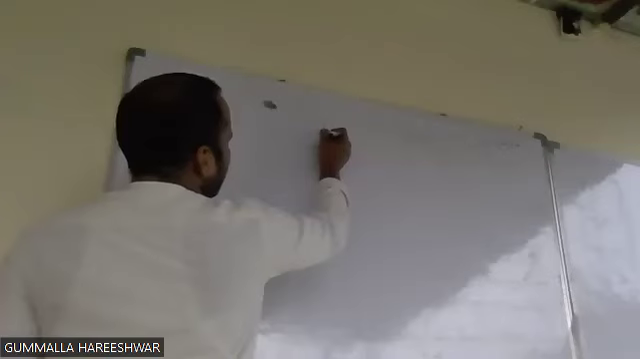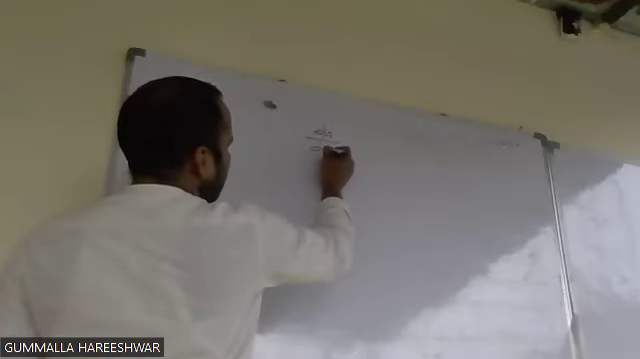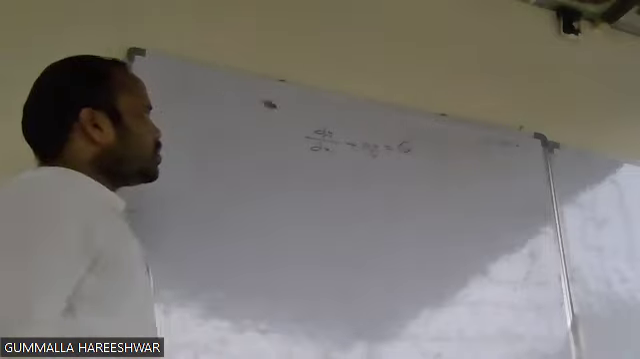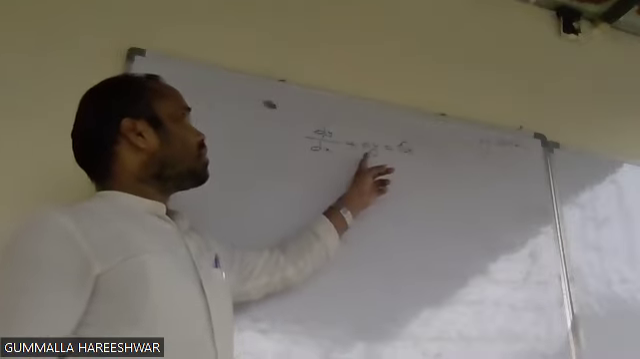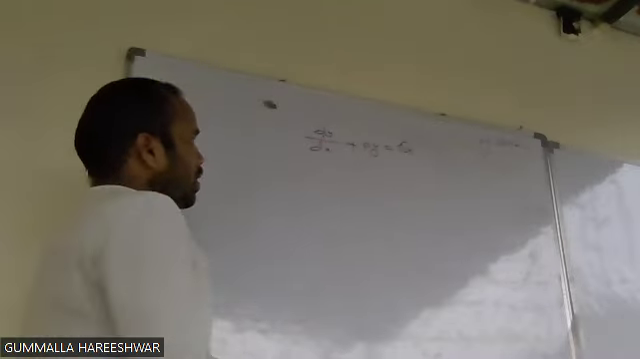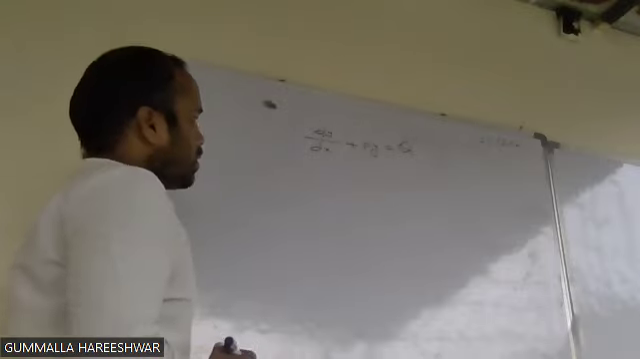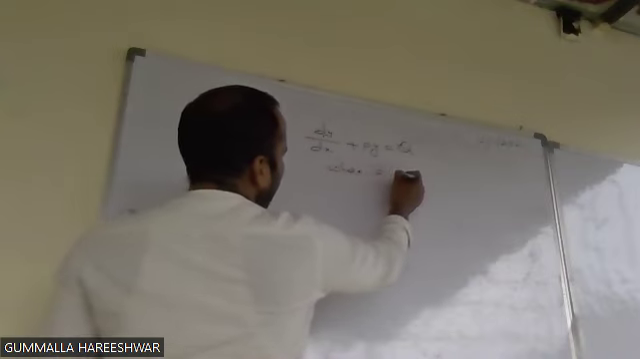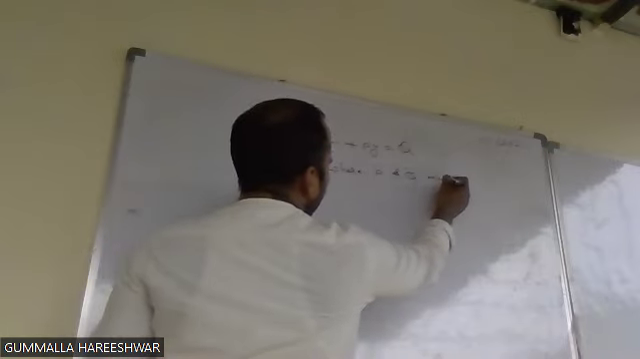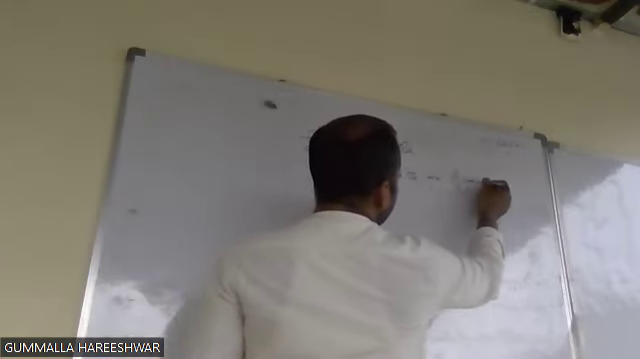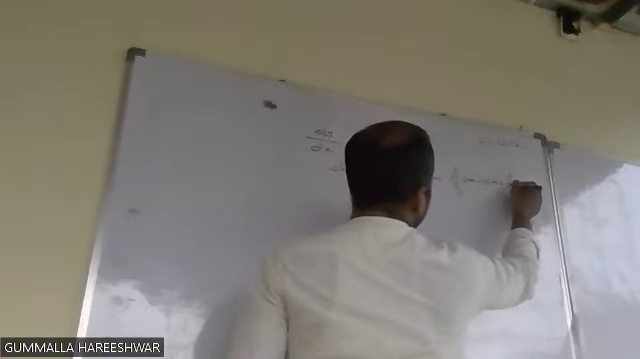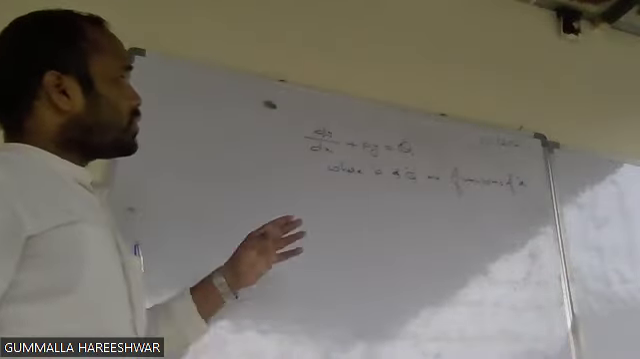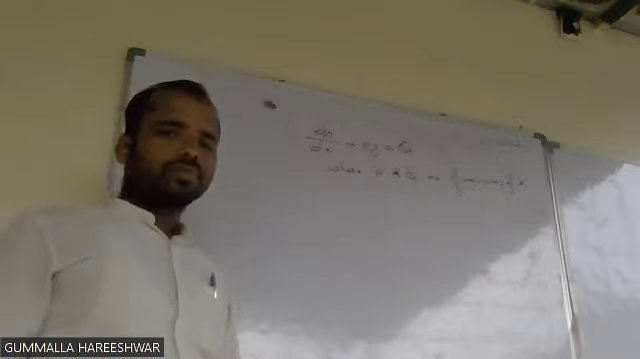So, the linear differential equation is in the form dy by dx plus P y equals Q. This is called a linear differential equation in y, and here x is the independent variable, where P and Q are functions of x. So this is a linear differential equation in y with respect to x.